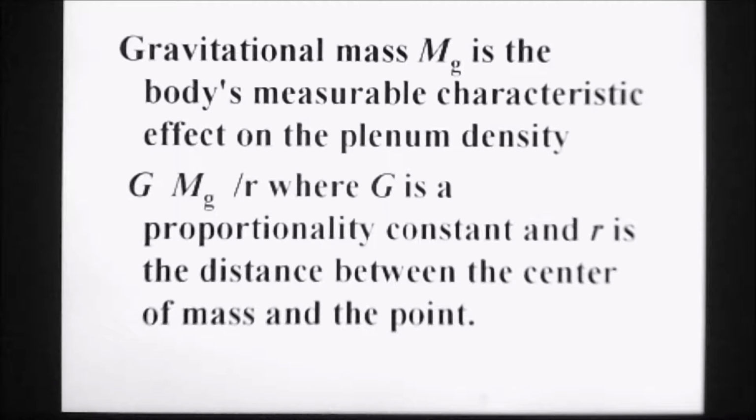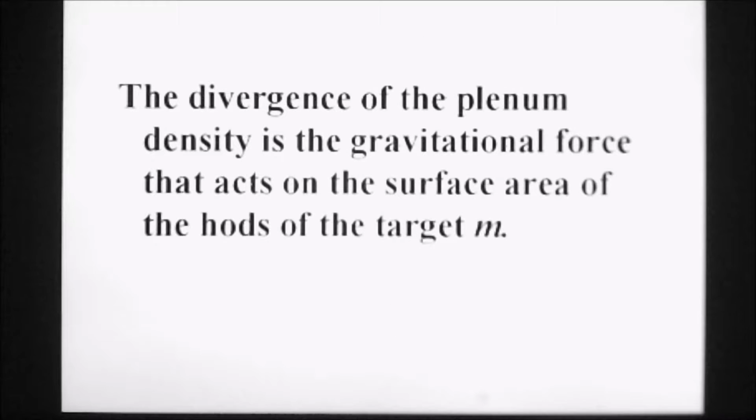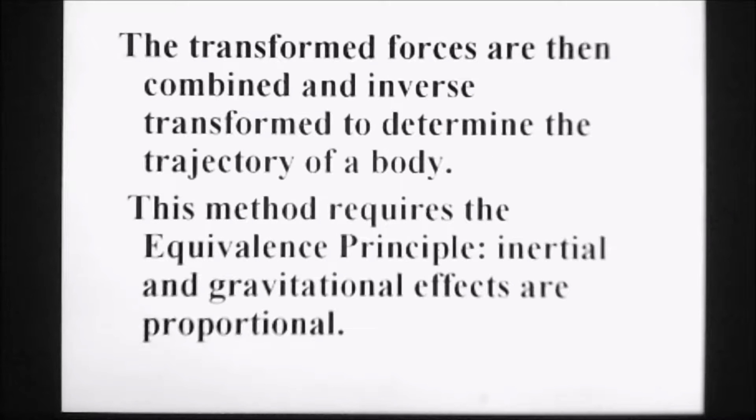Gravitational mass is the body's measurable characteristic effect on the plenum density at some point in space from the mass, in accordance with G times m divided by r. The divergence of the plenum density is the gravitational force that acts on the surface area of the hods of the target mass. The transform forces are then combined and inverse transformed to determine the trajectory of a body.